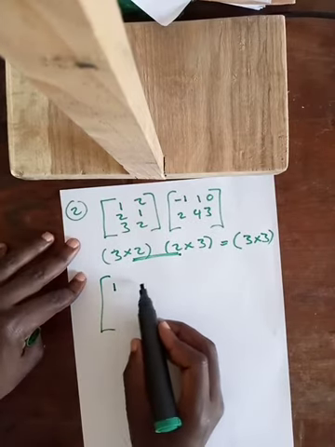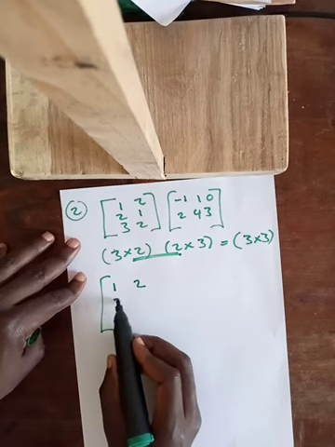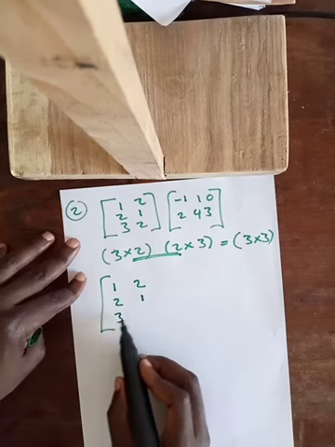So you have a 1 and you have a 2, you have a 2, you have a 1, you have a 3, you have a 2.